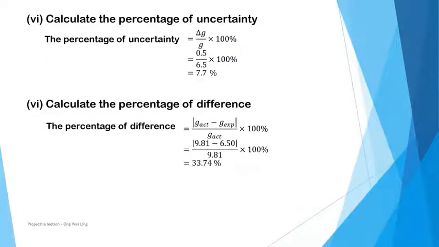Calculate the percentage of uncertainty. The formula is delta g over g times 100%. And the answer will be 7.7%. And then calculate the percentage of difference. The formula is modulus of actual value of g minus the experimental value of g, divided by actual g, times 100%. The answer is 33.74%.